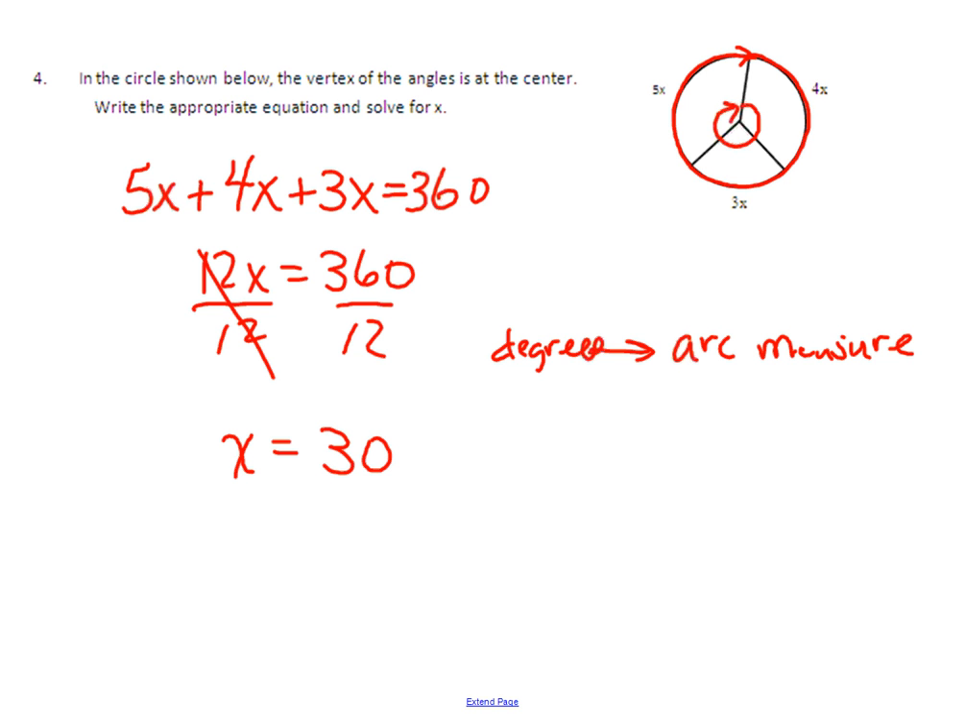Now, if you're curious to see what the actual measures of those are, something I definitely would ask on a test, take that 30 and plug it in for x all the way around. 30 times 5 is 150 degrees. And the unit there would be degrees. And 4 times 30 is 120 degrees. And 3 times 30 would be 90 degrees. So the arc measure is 90 degrees, and the central angle is 90 degrees. Arc measure is 120, and the central angle is 120. And same thing over here, 150 for the central angle as well as the arc measure. Short and sweet, that's it.